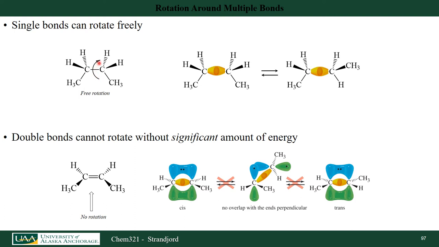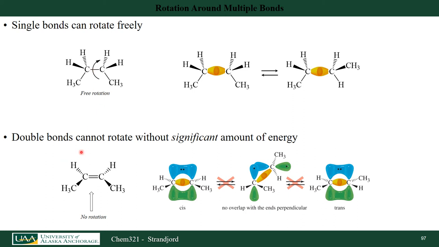If I rotate about that single bond, I can interconvert and move the methyl group up, and that's free rotation at room temperature. There is a very small barrier to rotation. At room temperature, where we have a lot of energy just because of the heat, this whole group over here is rotating freely about that single bond.